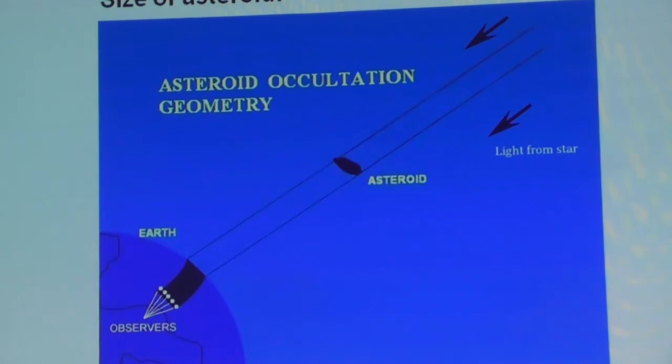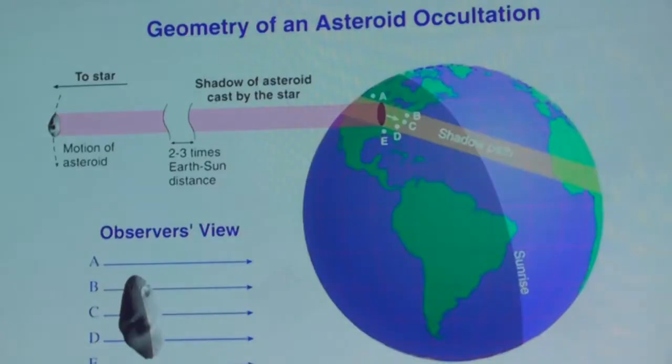Yeah, there we are. Width of shadow, width of asteroid, more or less. Here's a more realistic setup. We have a shadow going from North America across the Atlantic. Observers, if you can see that, at A and E will not see the star disappear. So in a way, that kind of helps to define the shadow.